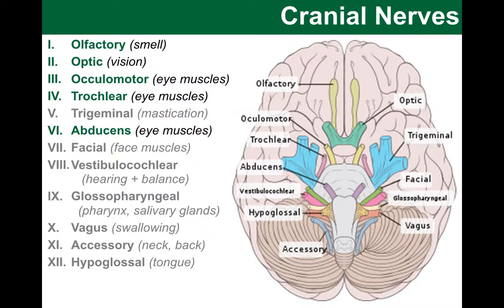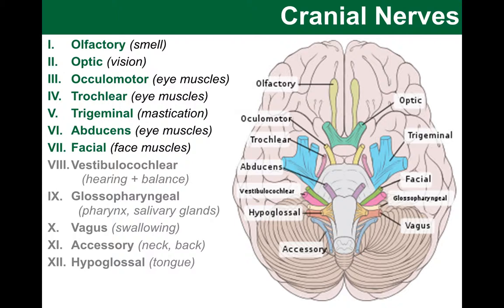Let's get back to the others. The fifth cranial nerve pair is the trigeminals. They innervate the muscles of mastication, for example. And the seventh is our facial nerves. They, with their specific branches, supply the muscles of the face.